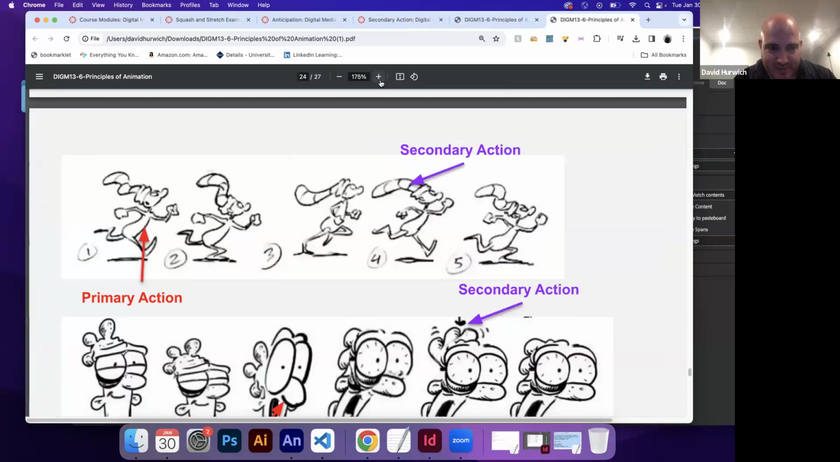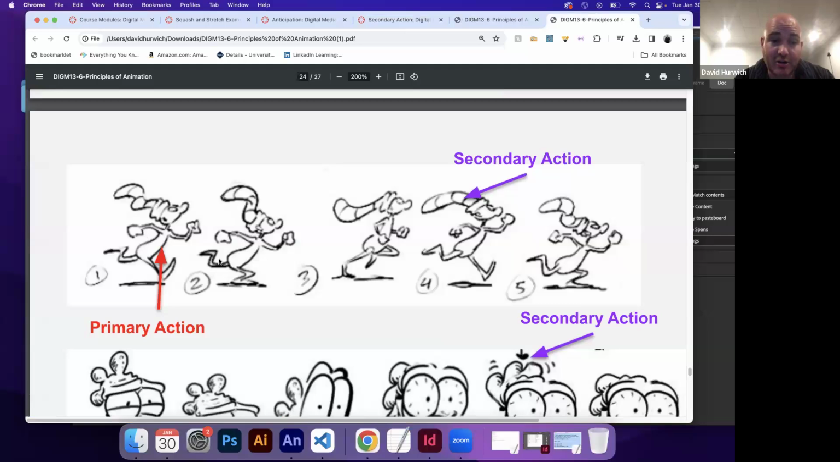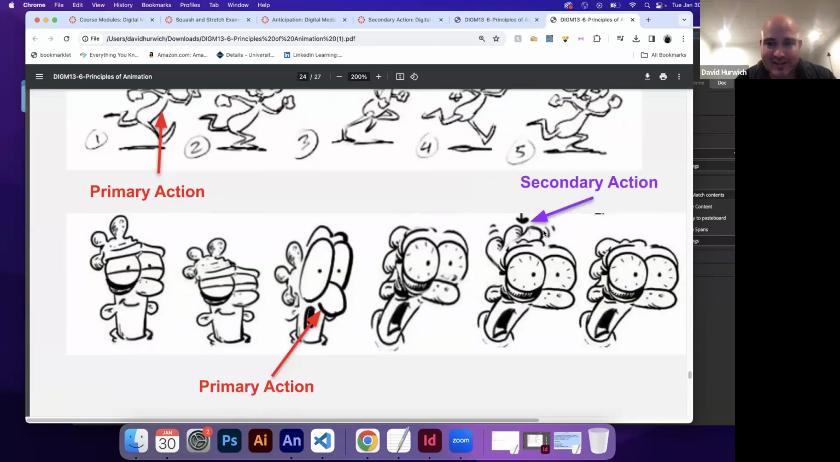So here's some more examples. The primary action is the character running, but the secondary action is this hat that's flopping around. Okay, that reacts to show that he's in motion. That's the secondary action. The primary action is this character making a bug eye face. The secondary action is this hat, chicken comb, whatever this is, bouncing forward.